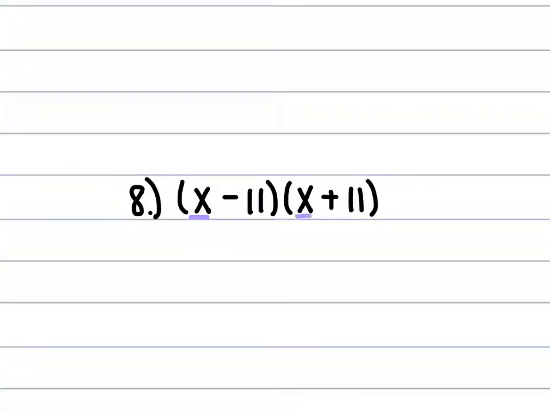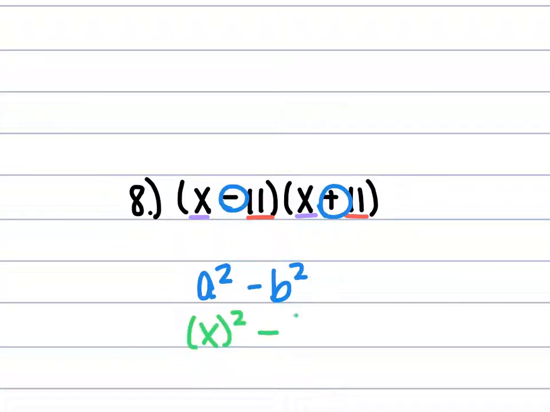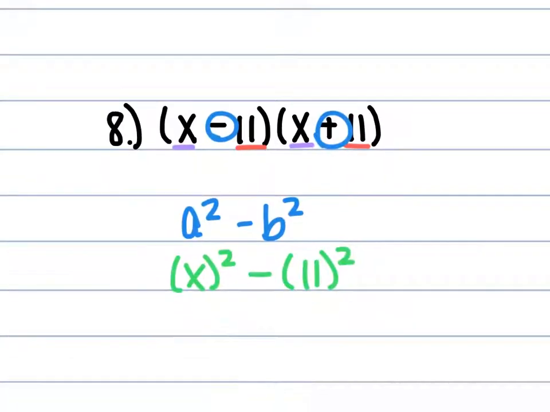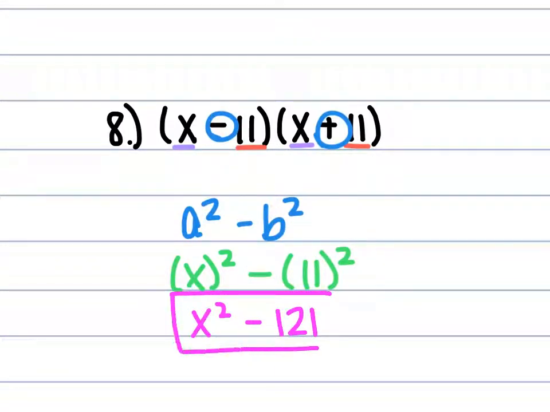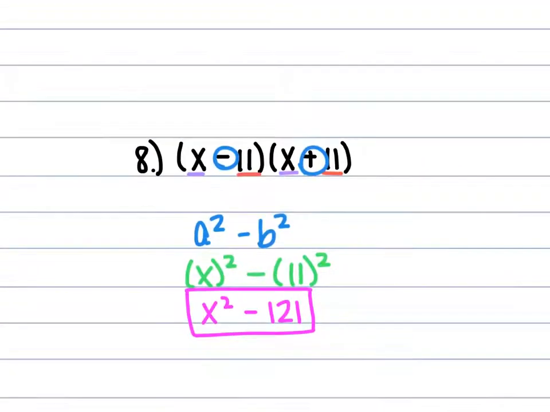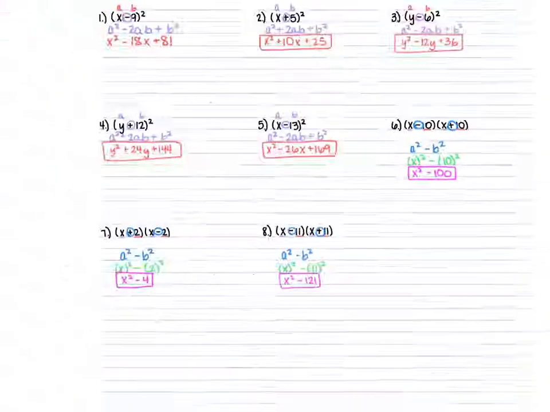For 8, we have our x's that are both a's, our b's are both 11, opposite signs, so use a squared minus b squared. Plug in your values. You have x raised to the second power minus 11 raised to the second power, so this is going to end up as x squared minus 121. And that's our last one.